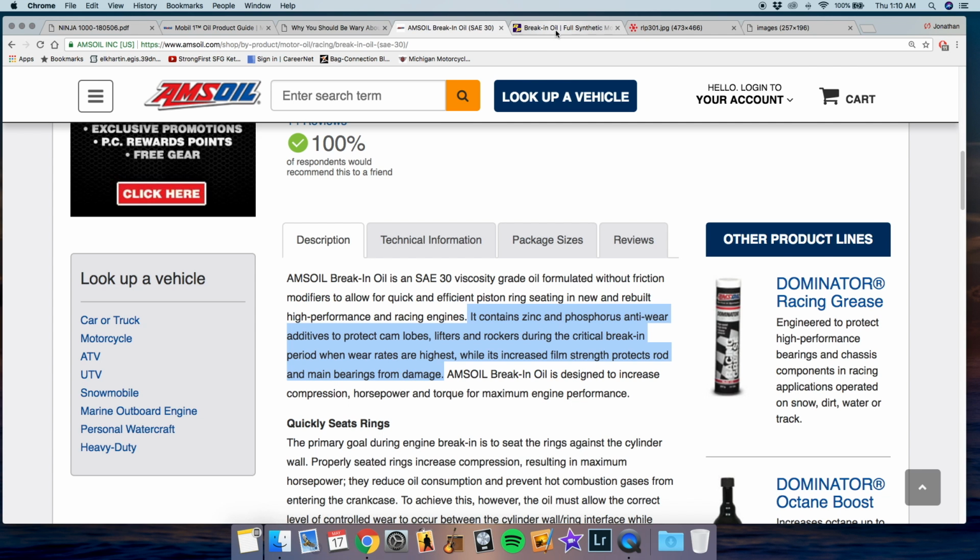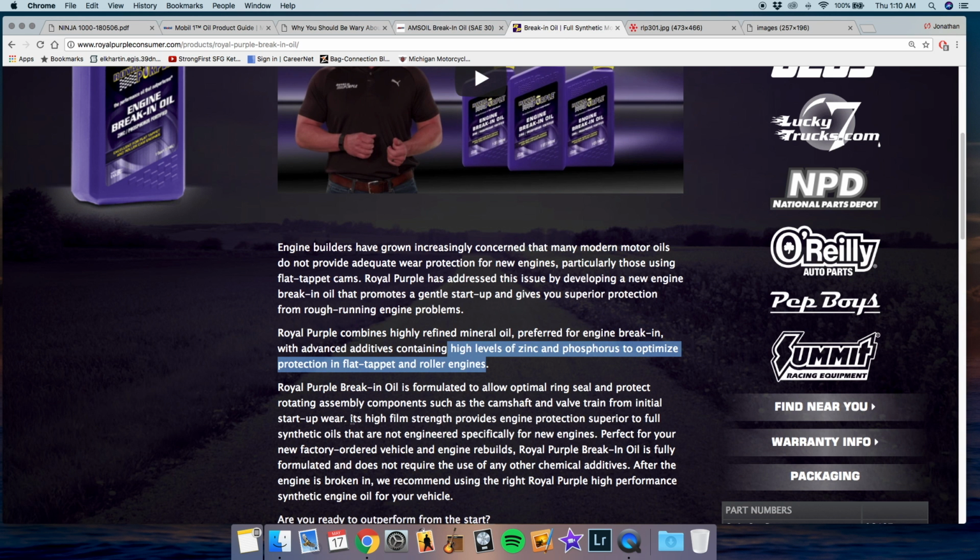And then same thing if we look at Royal Purple, and they make an engine break-in oil. And they also mention the high levels of zinc and phosphorus to optimize protection in flat tappet and roller engines. So that's just kind of a quick explanation of why zinc and phosphorus are important. And if there's heightened levels of zinc and phosphorus, then that helps indicate that it's a special break-in oil.